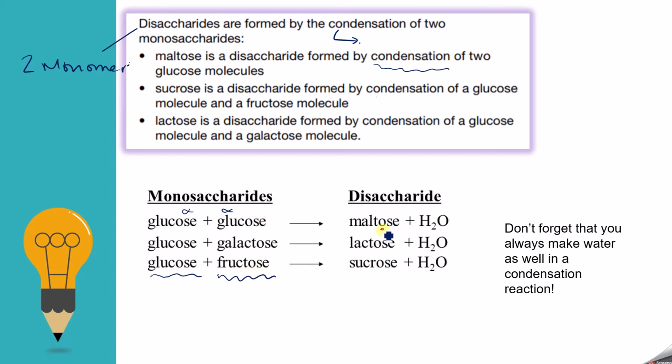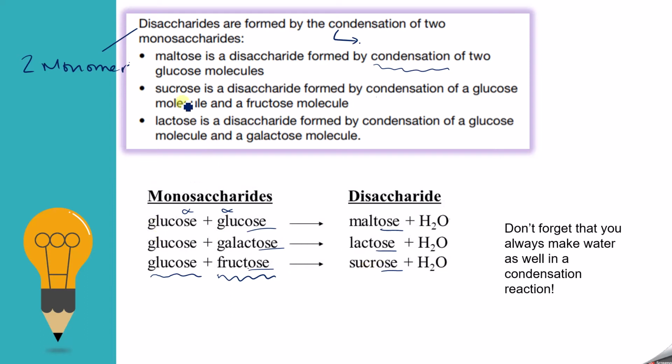Notice how each of these ends in ose. Like I said before, every time you see the suffix ose, assume immediately it's going to be a sugar. They might hit you up in the exam with something like tetradiamine hexamine ose. Every time you see ose, don't be put off, you know it's a sugar and you're referring to the topic carbohydrates. So we've got glucose plus fructose makes sucrose plus water.